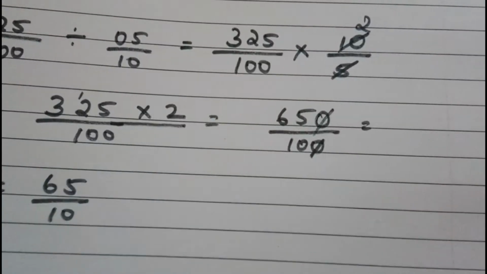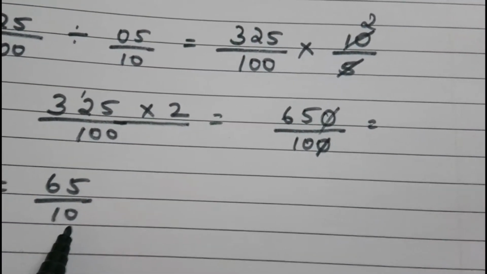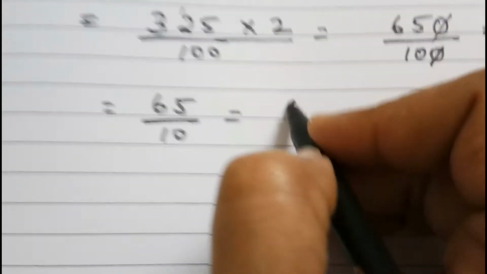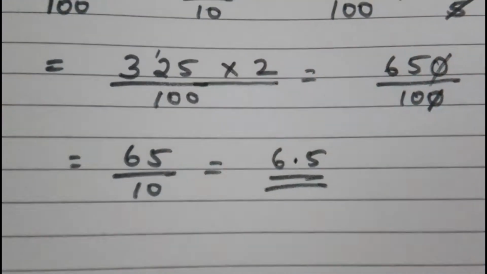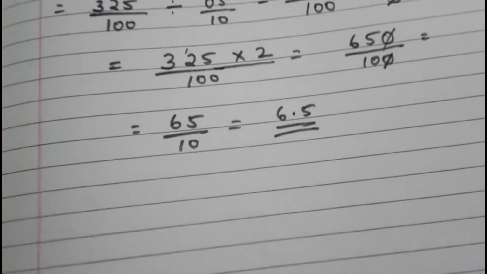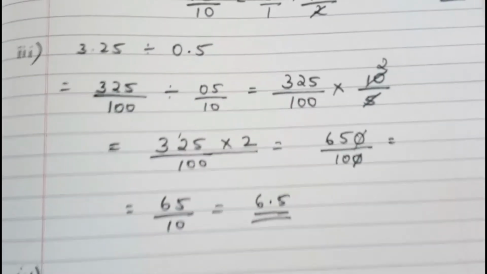Okay, now 65 by 10, how can it be written? Since there is 1 zero in the denominator, it is written as 6.5. Clear? I hope this is understood. Yeah. Now let's move towards the next question. That is question number 4.